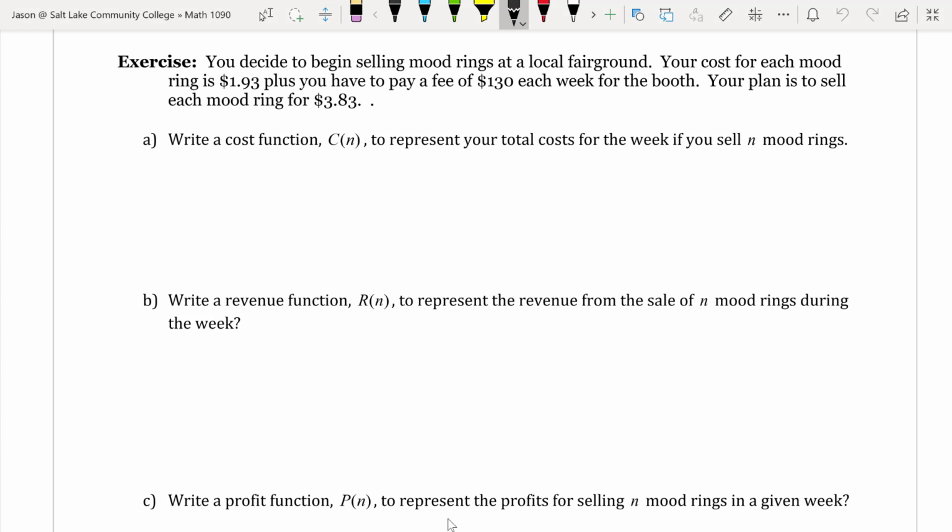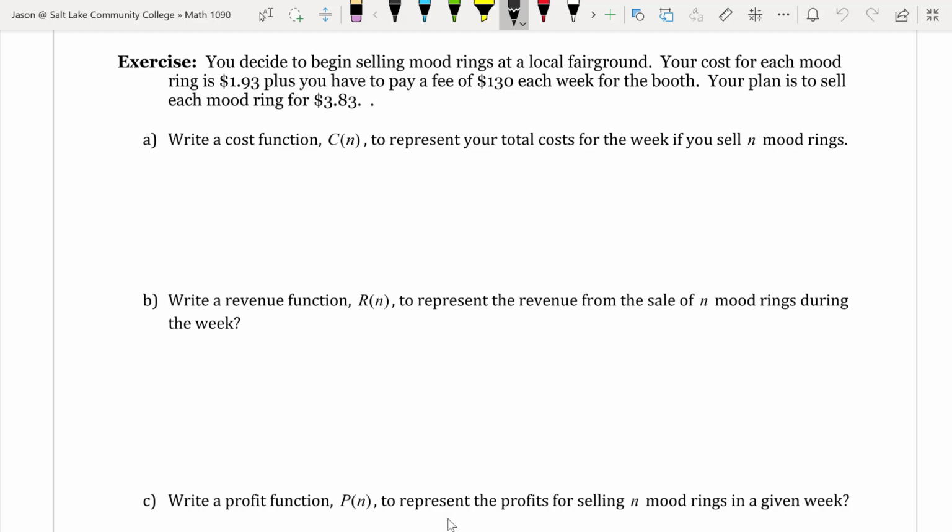Okay, let's look at this next exercise. So you decide to begin selling mood rings at a local fairground. Your cost for each mood ring is $1.93, plus you have to pay a fee of $130 each week for the booth. Your plan is to sell each mood ring for $3.83.